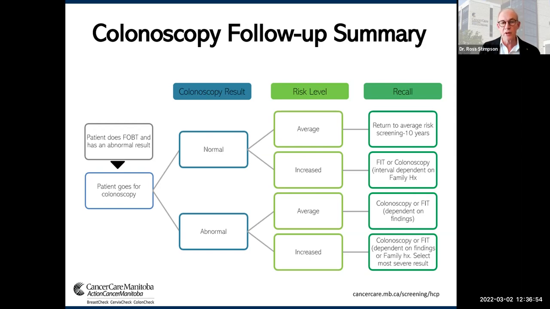In the case of an abnormal colonoscopy that are average risk, colonoscopy or FIT may be appropriate depending on the findings here. If it's a low risk adenoma, for example, a FIT test may be appropriate for that individual. However, with the abnormal findings in colonoscopy, which could be either low risk adenomas or high risk adenomas, and a risk level which is deemed to be increased, the recommendations will be dependent not only on the family history, but also on the colonoscopy findings. In general, in terms of making recommendations, we'll select the most severe result.